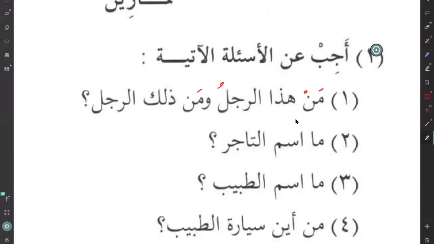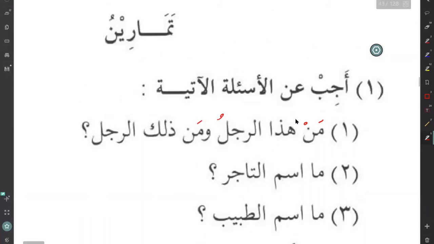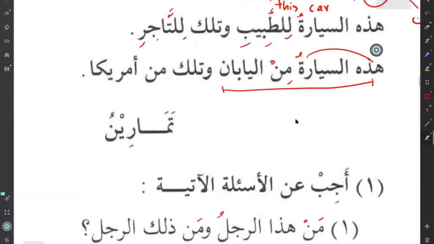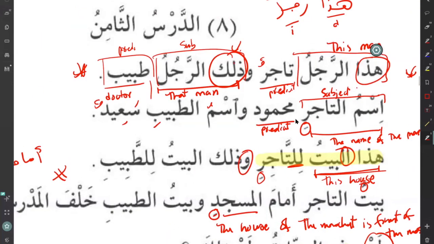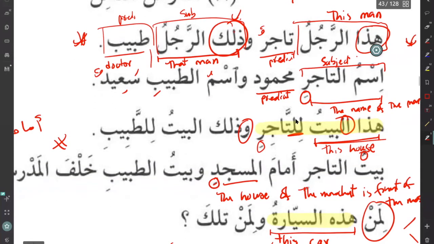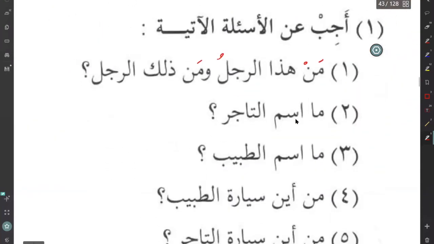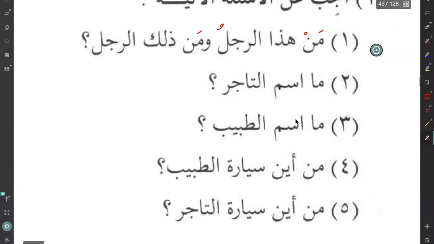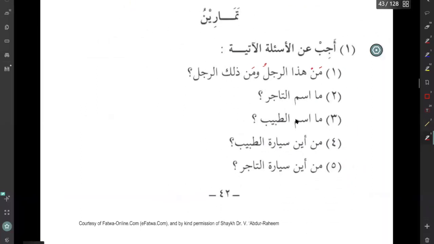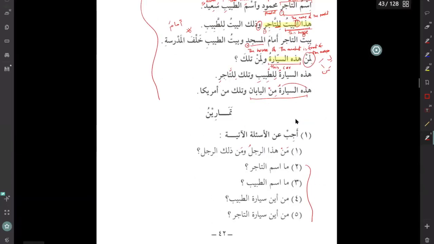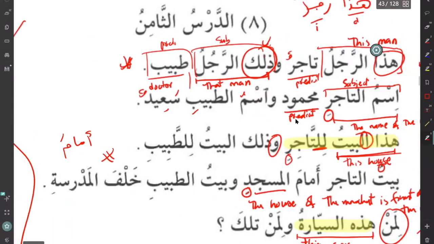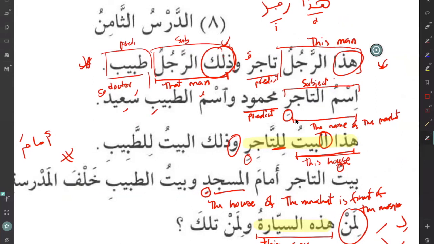Masmu at-Tajir. What is the name of the businessman? Did they give it? Oh yeah, they give the name. Ismu Tajir Muhammad. Okay. So inshallah you'll find all of the answers in the book. You can try them at home, and if you have any question, you can ask me next time. It looks like all of them are very simple; most of the answers are right there. Ismu Tajir Muhammad, right? Or Ismu Tabib Saeed, right?